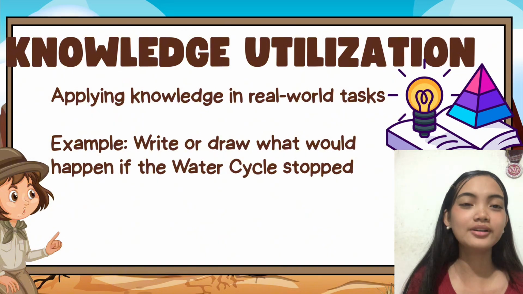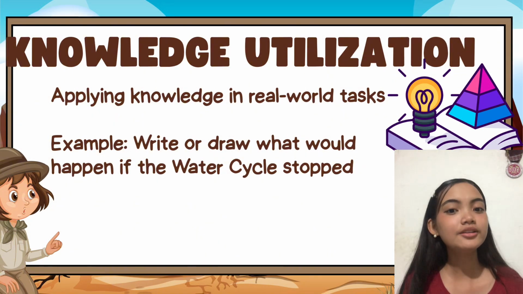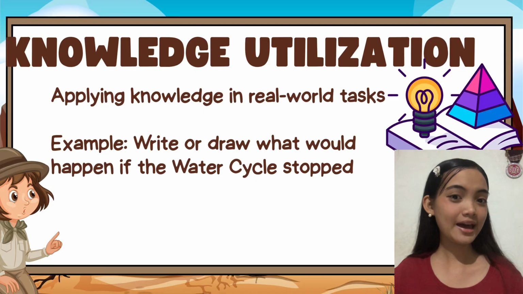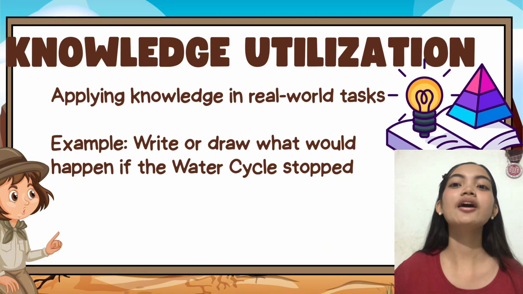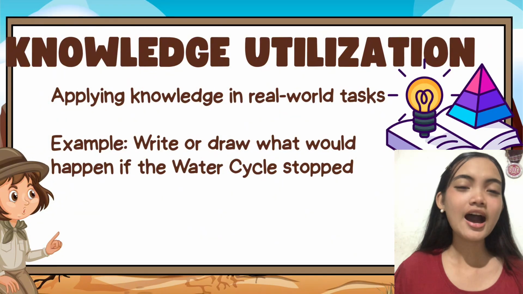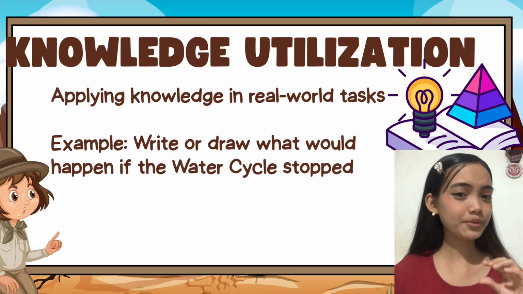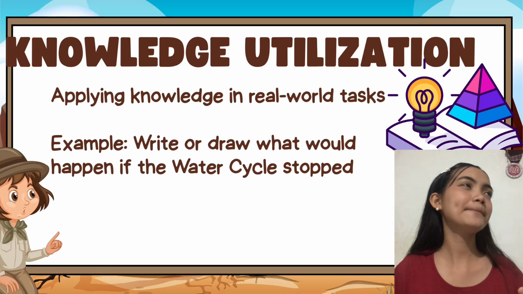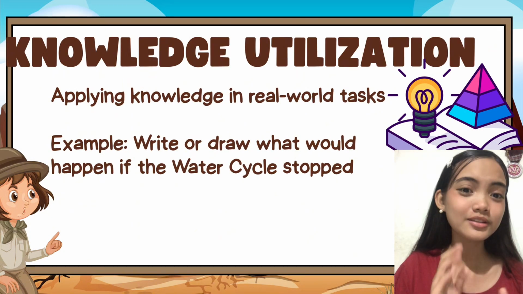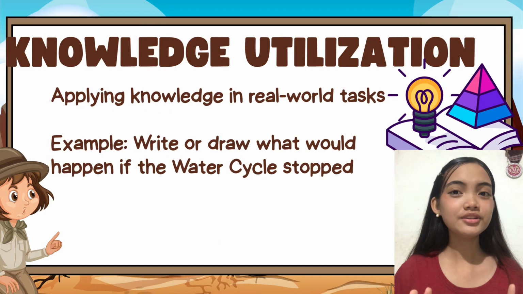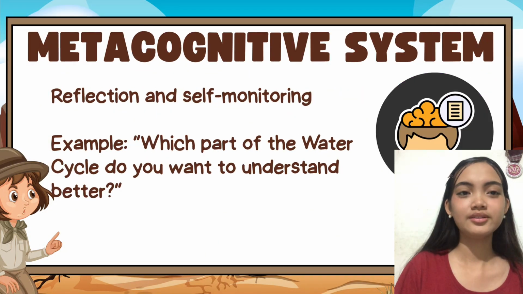The fourth level is knowledge utilization. Here, students apply what they have learned to a task. For instance, I could ask them to write a short paragraph or make a drawing showing what would happen if the water cycle stopped. This makes them apply their knowledge creatively.